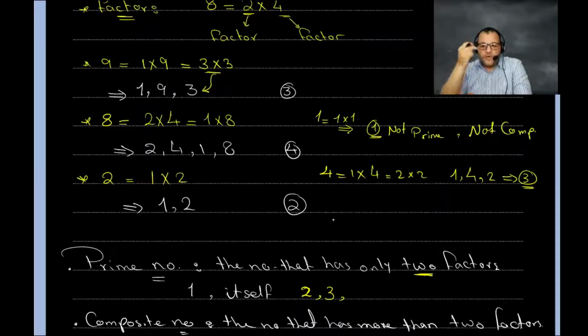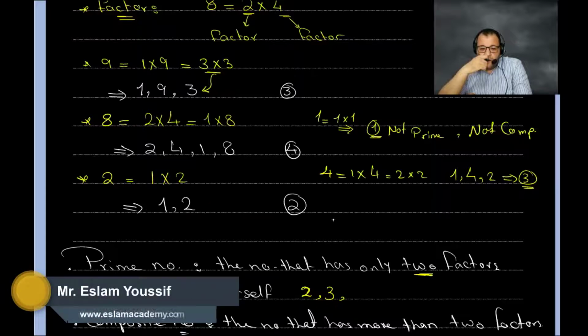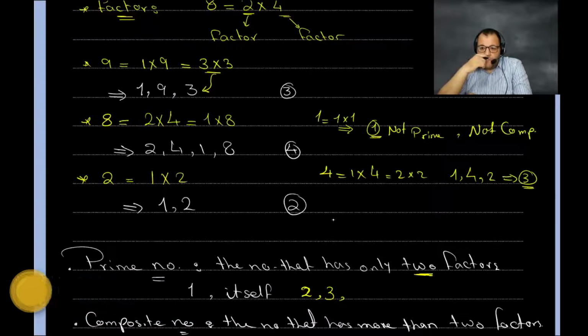Can you tell me the meaning of a prime number? When you ask a question, I will ask you another question to understand. What is the meaning of the prime number? A number bigger than 1. Who said bigger than 1? Did I say it's bigger than 1? So how do you know that it's bigger than 1?